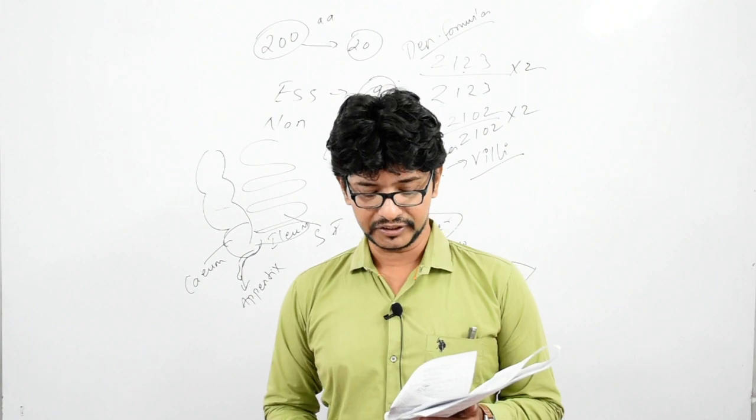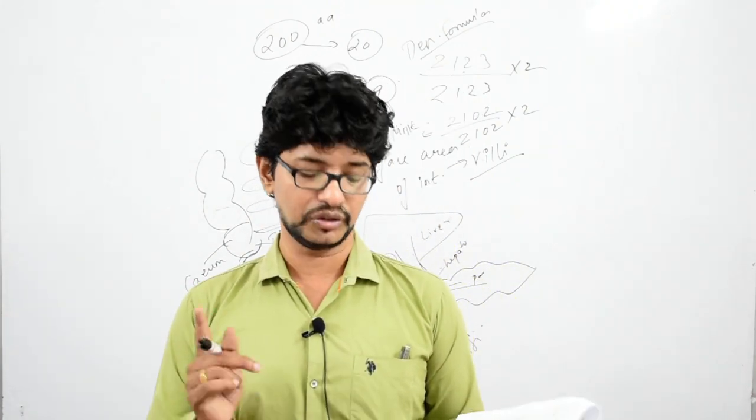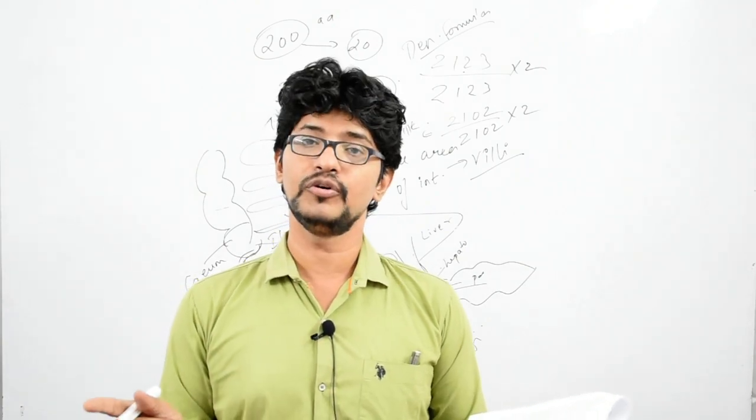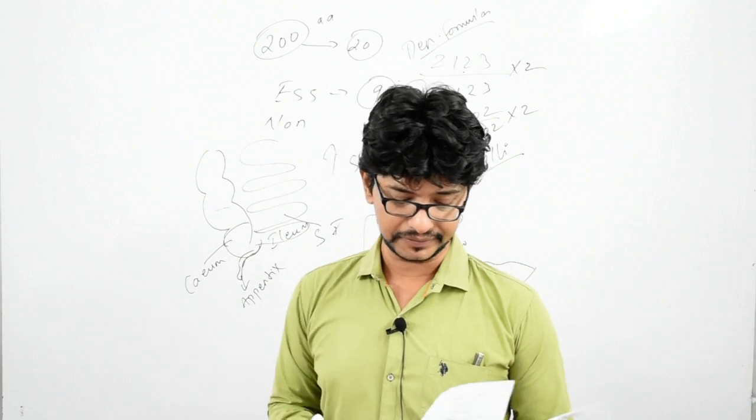Then 173: nitrogenous base, pentose sugar, phosphate. I told you all the three things together we call a nucleoside. If you remove the phosphate group from this, then it is called a nucleoside. So the correct option is nucleoside.